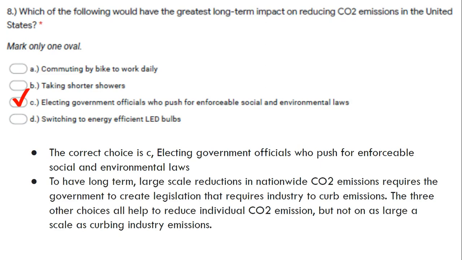So to have long-term, large-scale reductions in nationwide CO2 emissions requires the government to create legislation that requires the industry to curb emissions. The three other choices all help to reduce individual CO2 emissions, but not on as large a scale as curbing industry emissions. So it's getting those factories and those automotive companies to have cars that are more energy efficient and have factories that are more energy efficient as well that are going to lead to our greatest change in terms of CO2 emissions.